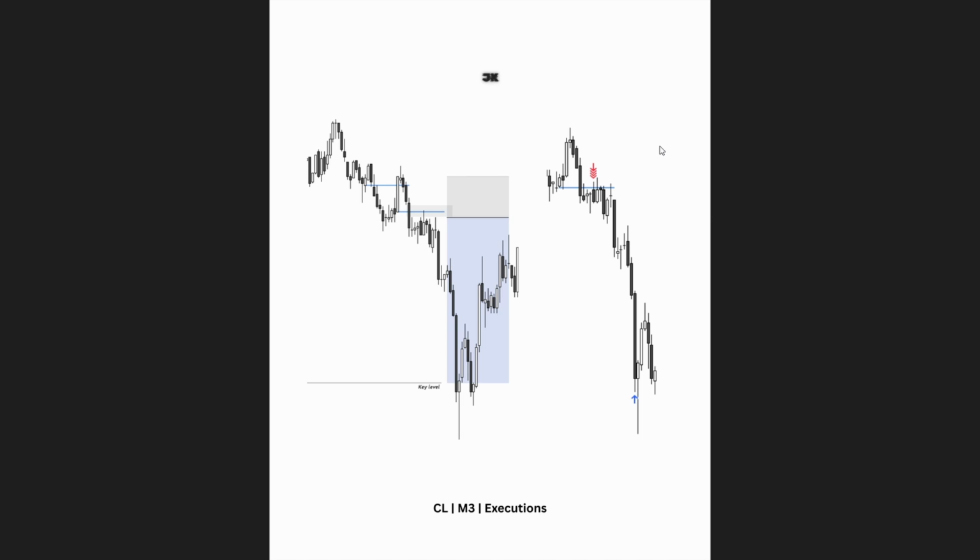So that's all there is to this trade. It was very simple, really.